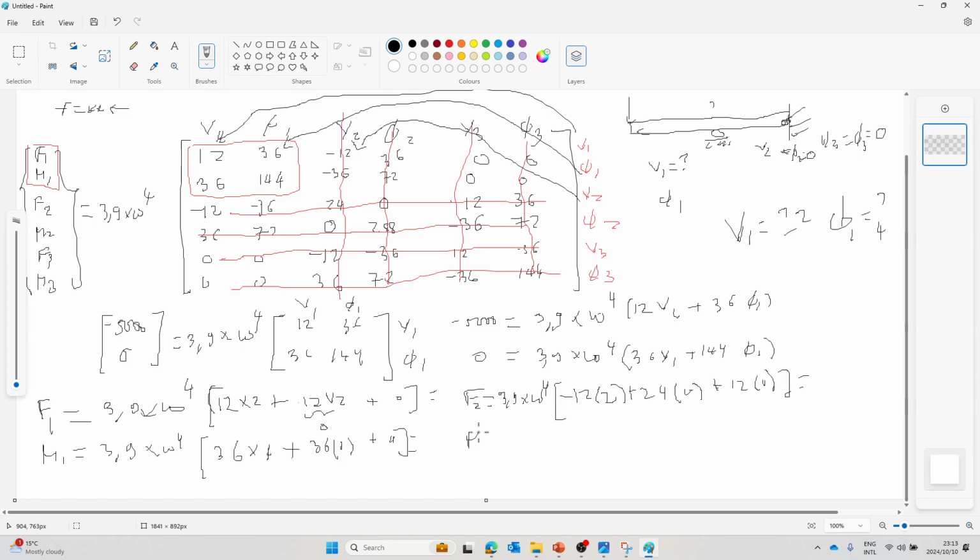So how do you get moment 2, Mr. Abubakar? It is 3,9 times 10 to 4. Now you will talk of phi. You cannot start with this 12. You have to start with phi 1 under this line, which is minus 36. And in my example, I said that phi 1 is 4. That's what I've said. And what else?